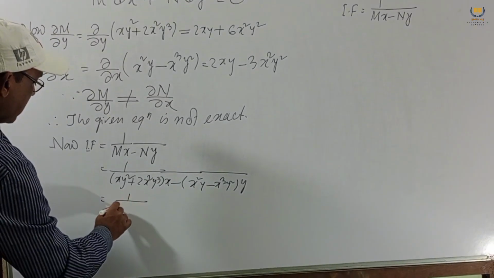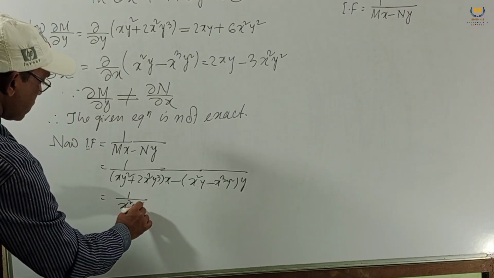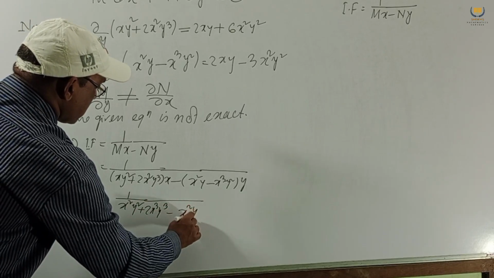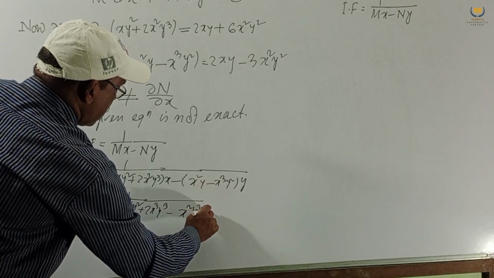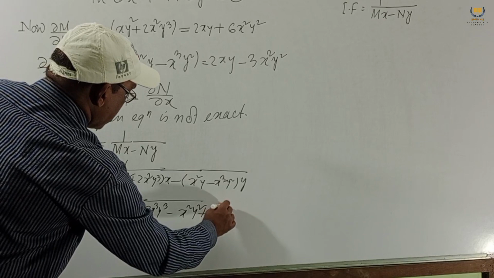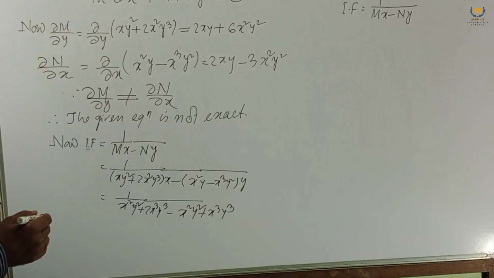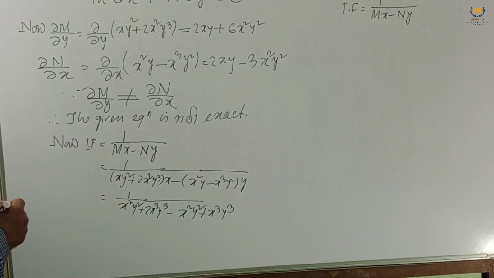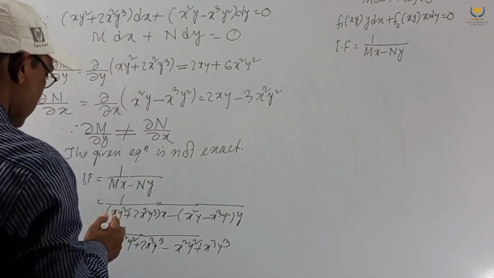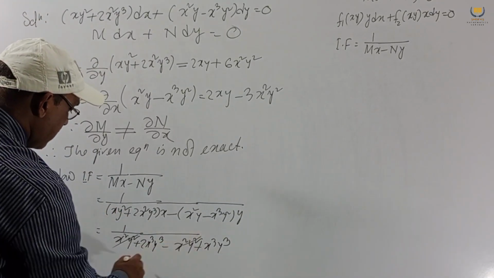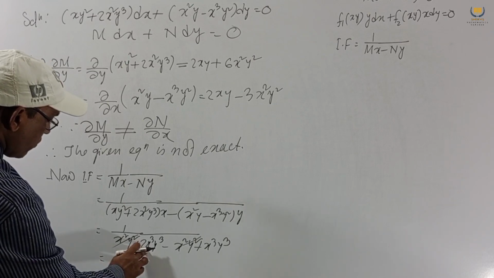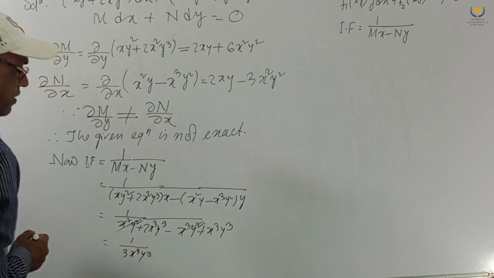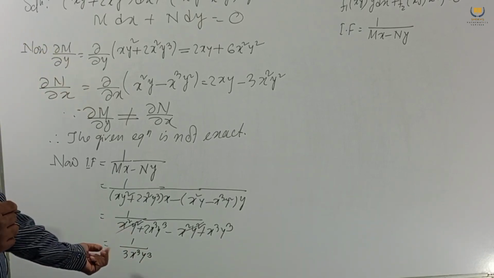This is 1 by x²y² + 2x³y³ − x²y² + x³y³. So ultimately these two are cancelled. We get 1 by 2x³y³ + x³y³. So this will be 3x³y³. This is our integrating factor.